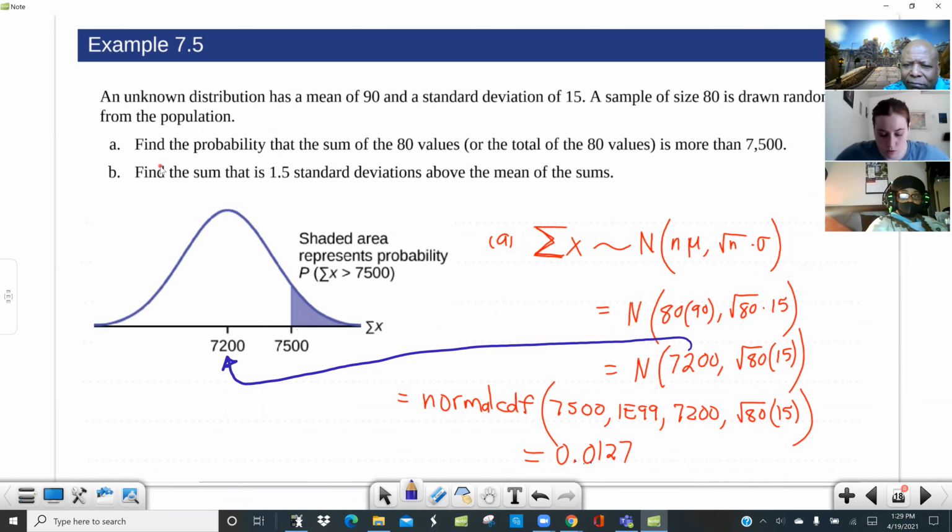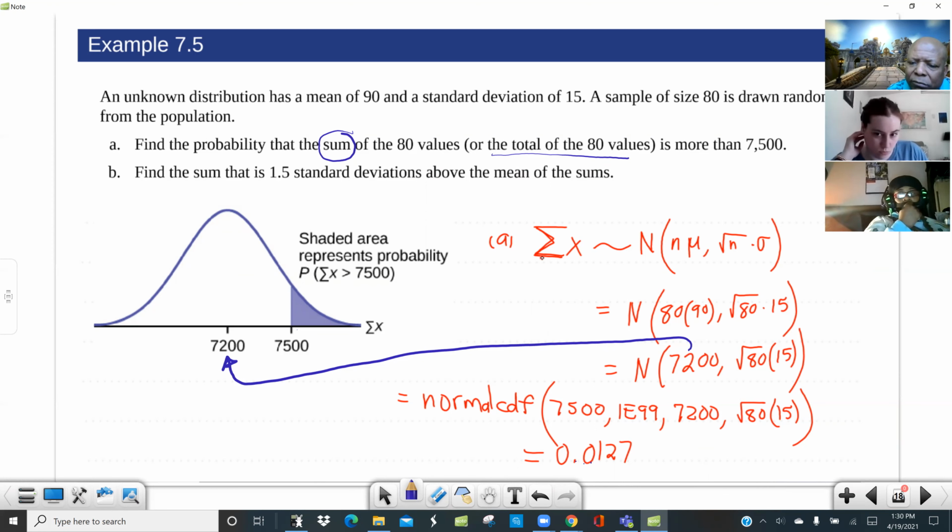look at this example. An unknown distribution has a mean of 90 and standard deviation 15. A sample of size 80 is drawn randomly. Find the probability that the sum, mark the words, the sum now, not the mean, the sum of the 80 or the total of the 80 values is more than 7,500. And then find the sum that is 1.5 standard deviations above the mean of the sums. So now we are talking about the second central limit theorem that tracks down sums.